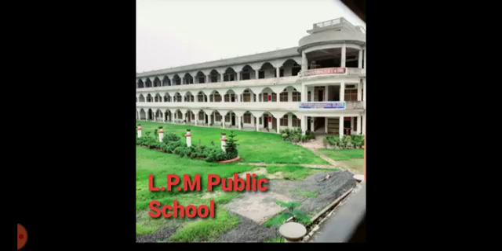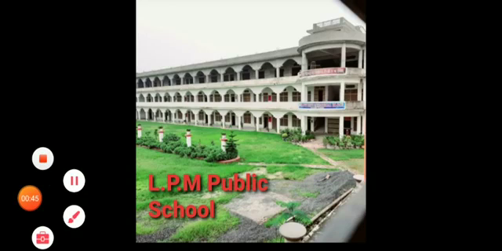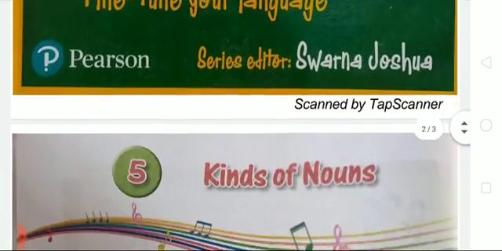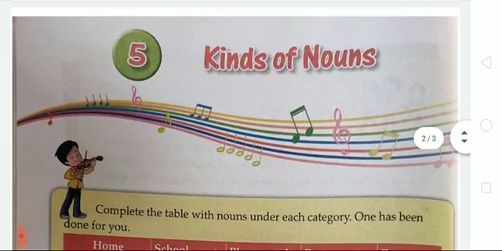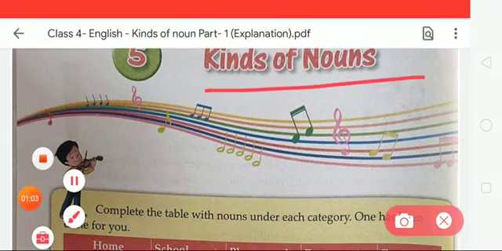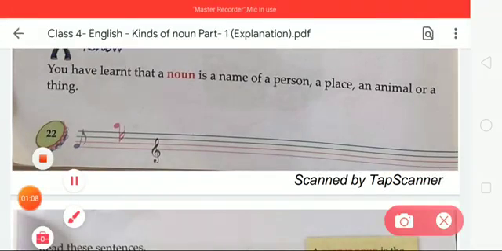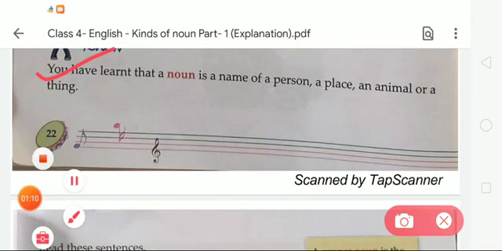First of all, take out your Tune Into Grammar book and open chapter number 5. The topic is kinds of noun. Dear students, one more time we're going to revise nouns and their kinds. First of all, open page number 22. On page number 22 there is a topic, kinds of nouns. In this topic we have learned that a noun is the name of a person, a place, an animal or a thing.